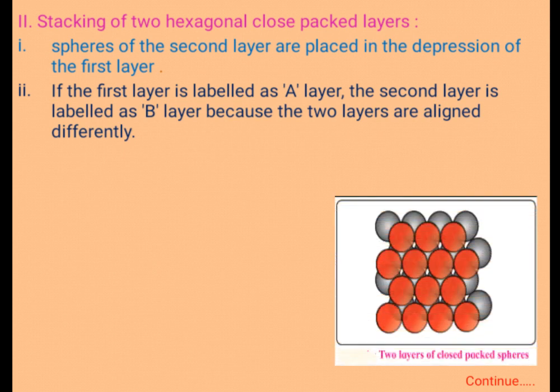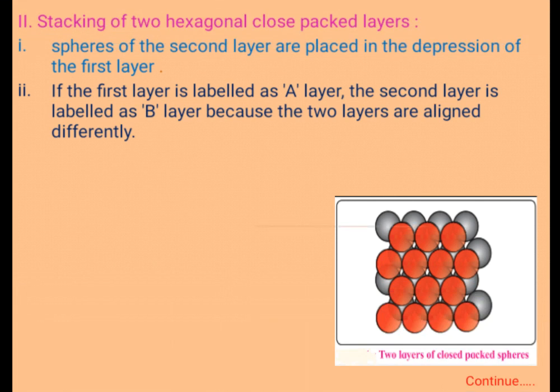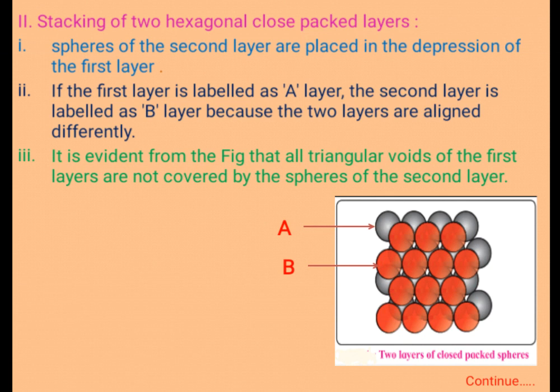As shown in this figure, there are two layers of close packed spheres. This is the first layer, called A type. The red colored spheres are the second layer. This is B type. The arrangements of the first and second layers are different. It is evident from the figure that all the triangular voids of the first layer are not covered by the spheres of the second layer. The empty places present in the first layer are not covered by the second layer.